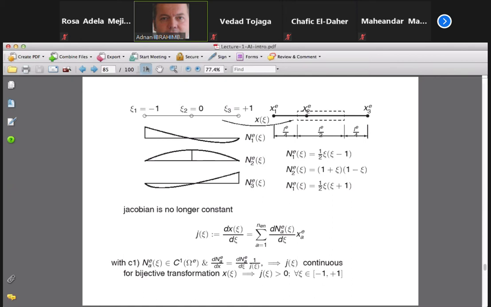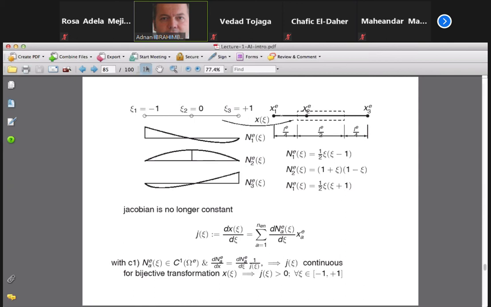Now, the Jacobian of such a transformation, because now x is N1 of xi times x1 plus N2 of xi times x2 plus N3 of xi times x3. So this is 3, should be a mistake. And then the Jacobian should be the derivative of these shape functions. Obviously, you can see the derivative. The first one is something like xi minus 1/2. The derivative of the second one will be minus 2 xi. And the derivative of the third one should be xi plus 1/2. So these are linear polynomials. So basically, the Jacobian is a linear polynomial.